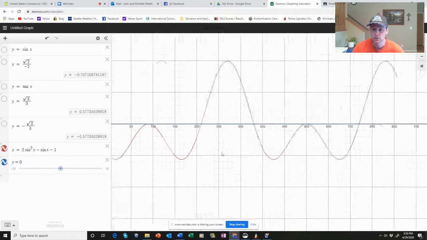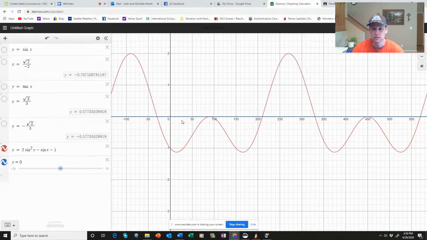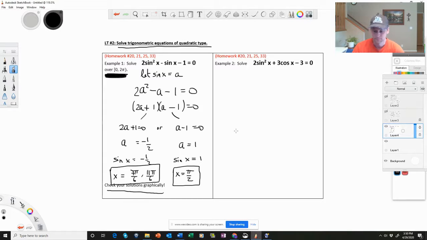Of course, there are more solutions. They keep going. 450 degrees, and so on. But the question wasn't asking for all of them. It was only saying between 0 and 2 pi, or between 0 and 360 degrees. Okay, let's finish it off with this one.